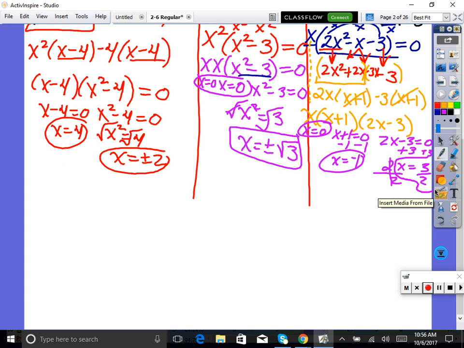Look back at yours. Yours is on your paper. So we're good. We have them all. Awesome. Any questions? So those are methods we've already learned.